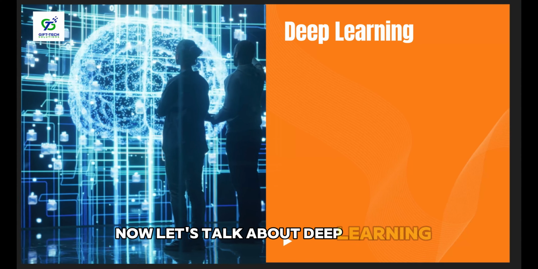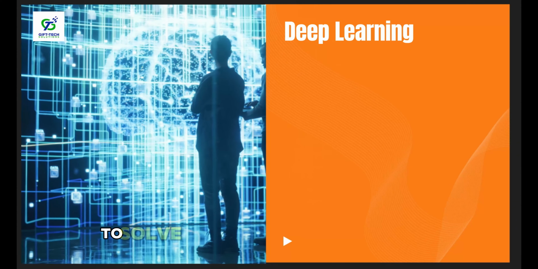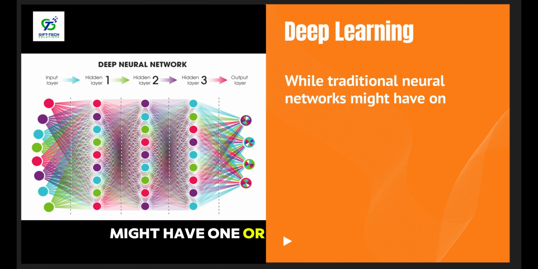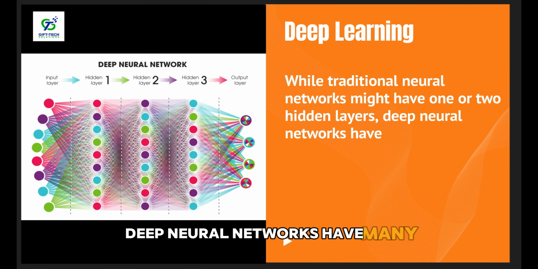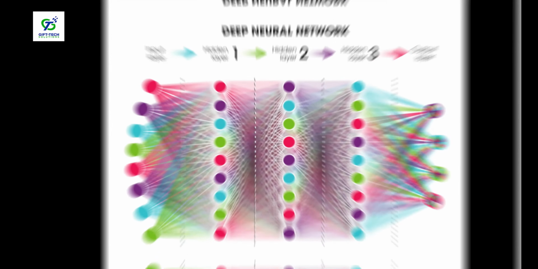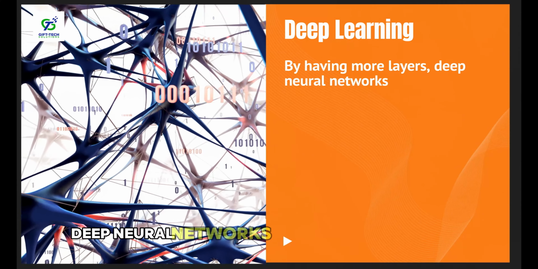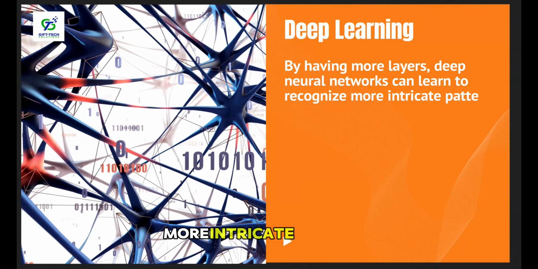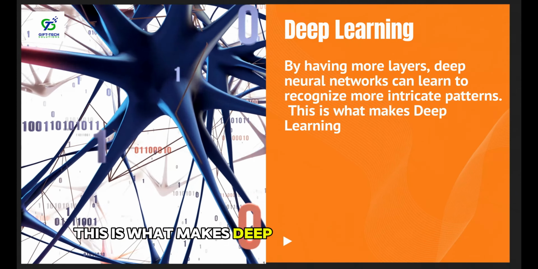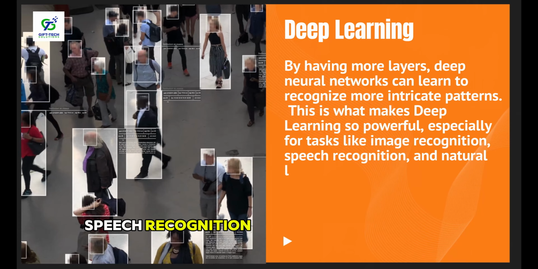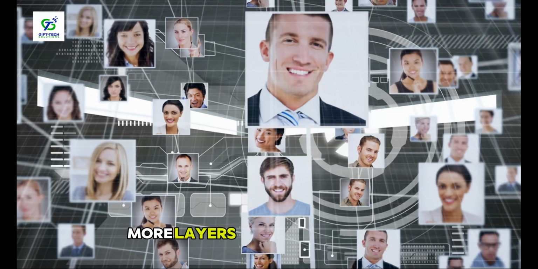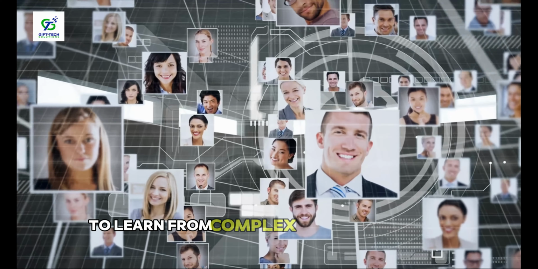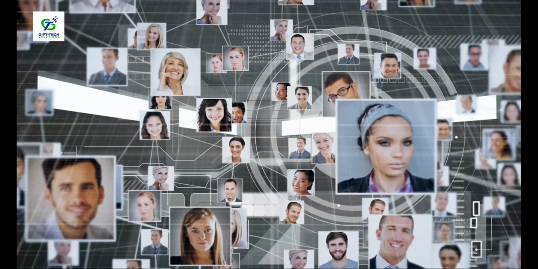Now, let's talk about deep learning, which uses deep neural networks to solve much more complex problems. While traditional neural networks might have one or two hidden layers, deep neural networks have many, sometimes hundreds of layers. By having more layers, deep neural networks can learn to recognize more intricate patterns. This is what makes deep learning so powerful, especially for tasks like image recognition, speech recognition, and natural language processing. More layers mean more capacity to learn from complex data and improve performance.